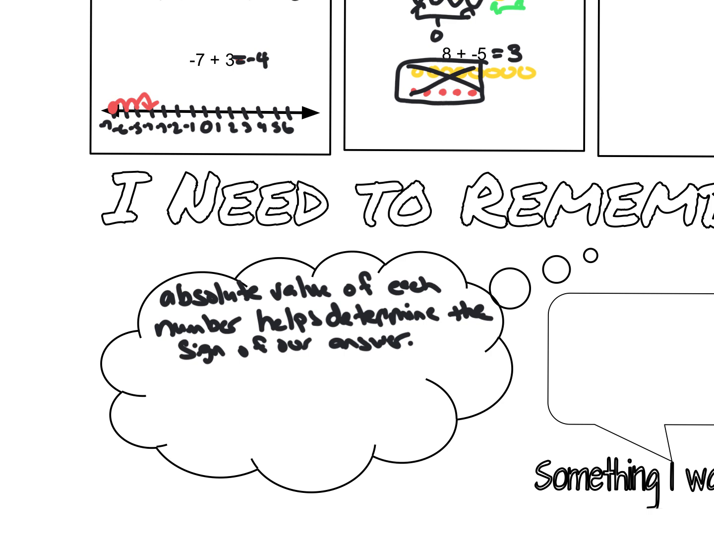So for example, when we did -7 plus 3, if we think about the absolute value of -7, it's 7, and the absolute value of 3 is 3. Since 7 is greater than 3, it means there's essentially more negatives than there are positives, and that's why we ended up with an answer of -4. There's more anchors than there were floats. All right, hopefully this helps you think through some models of adding integers.